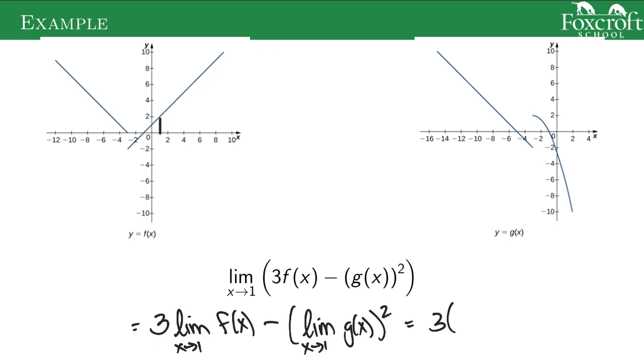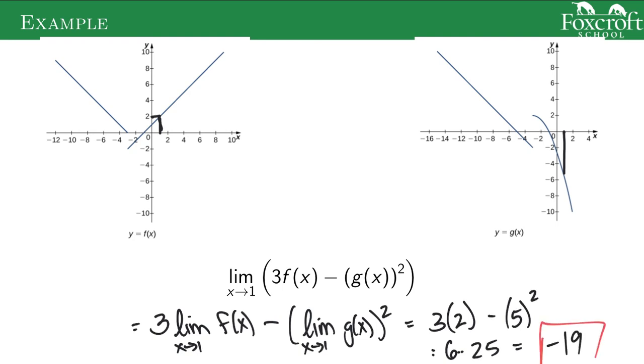It looks like f of x is going to be 2. And again, if there's nothing weird going on, the limit's just equal to the function value, so that's how I know it's 2, because it's right there on the graph. For g of x at 1, I'm going to say it's 5. And 6 minus 25 is -19. All right, for our final answer.